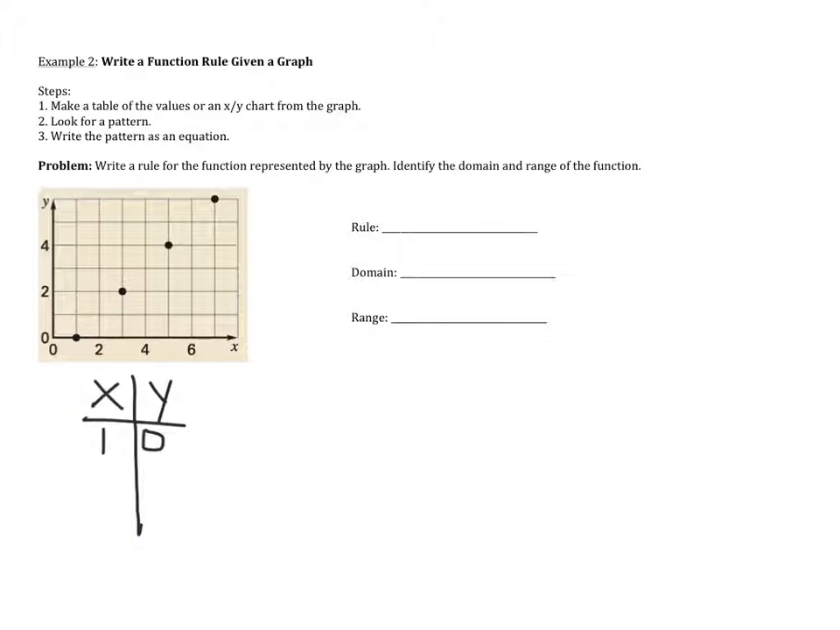Our next point would be counting to the right 1, 2, 3, and up 2. So our ordered pair would be (3, 2). Our next point, we would count to the right 1, 2, 3, 4, 5, and up 1, 2, 3, 4. So it would be (5, 4). And our last point would be at 1, 2, 3, 4, 5, 6, 7, and up 1, 2, 3, 4, 5, 6. So (7, 6).